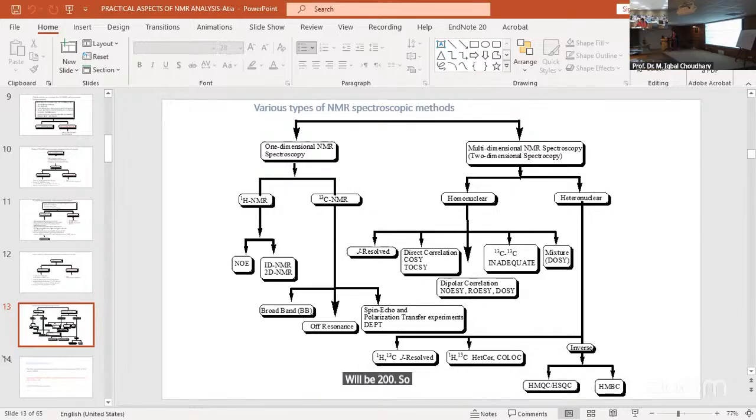So when you write your manuscript or paper or your thesis for carbon, you cannot write 600 megahertz. You have to write 150 megahertz.